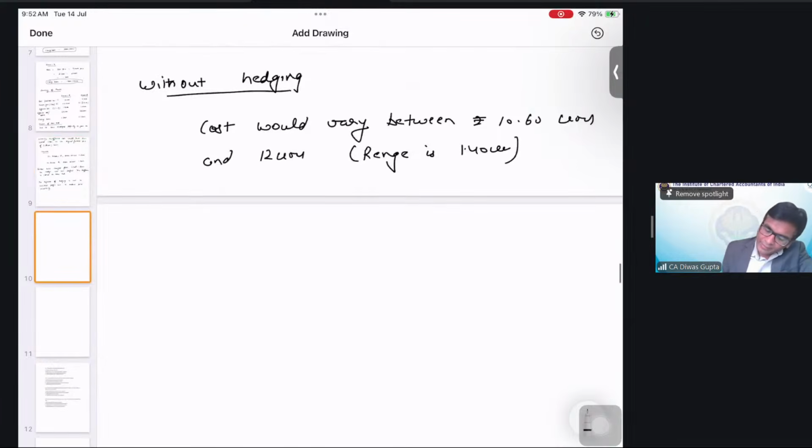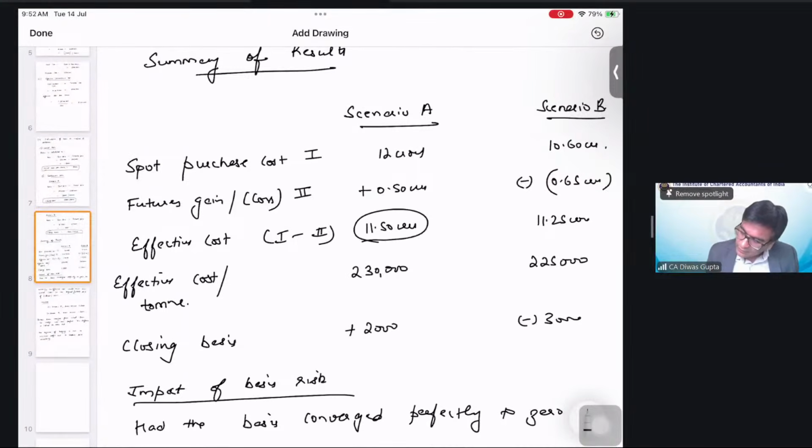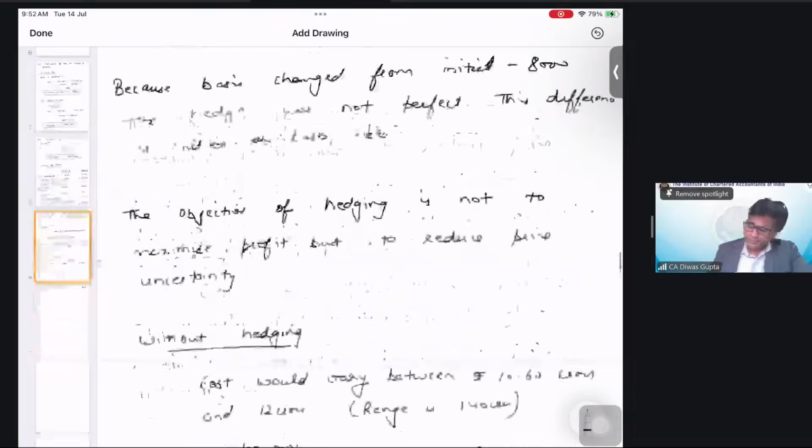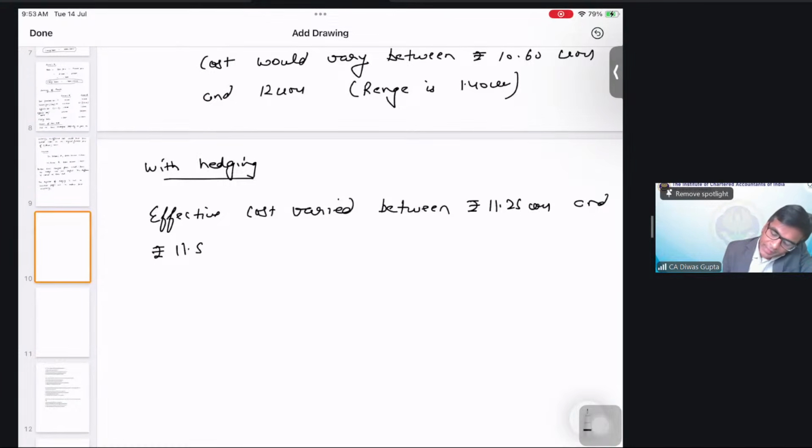Sorry. And then with hedging, the effective cost varied between 11.25 and 11.5, which is here. Correct? So with hedging, effective cost varied between 11.25 crore and rupees 11.5 crore, which is actually a range of only 0.25 crores. Let me write it completely.